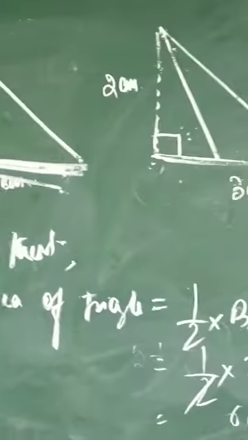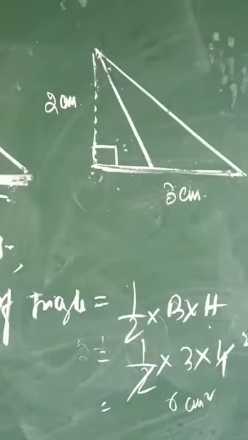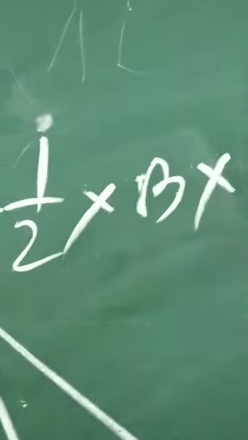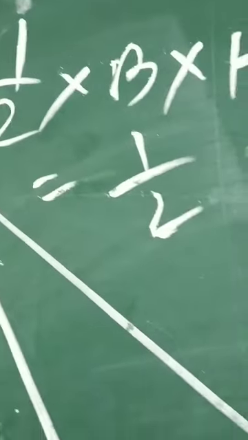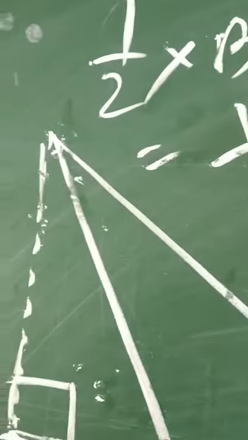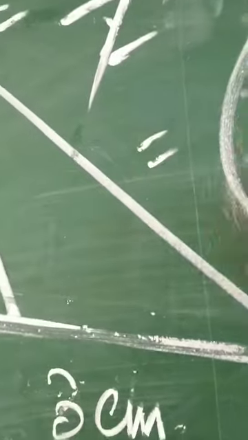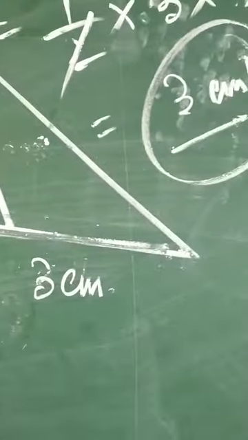So naturally, if I find the area of this triangle using the formula half into base into height, half from the formula, base is 3 centimeter and height is 2 centimeter. This 2 and that 2 will be cancelled. I'll have only 3 centimeter square. This is the area of this triangle. 3 centimeter square.